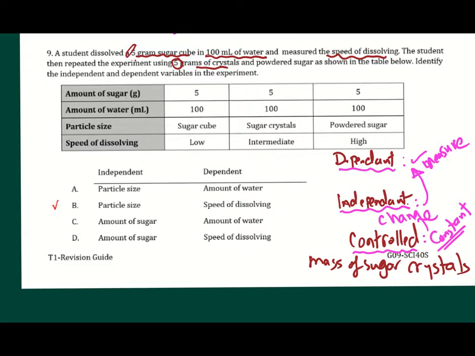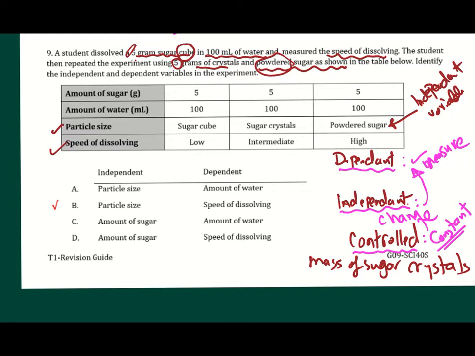But the second time, he used powdered sugar. So in the first experiment, he used a sugar cube. In the second experiment, he used powdered sugar. So the particle size is a variable that he is changing in the experiment, that we call the independent variable. So the independent variable here is the size of the sugar. As a result of changing the particle size, the time taken for dissolving will change.